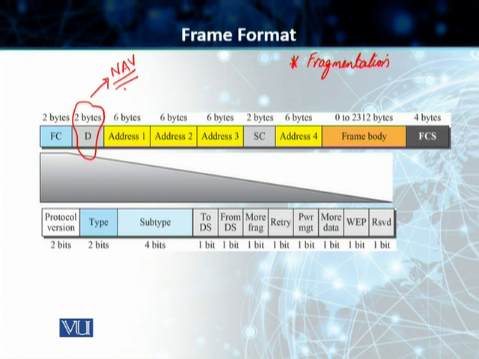Students, then you have got 4 address fields, each of 6 bytes long. And in this particular field, we add some addresses. We'll talk about To DS and From DS.